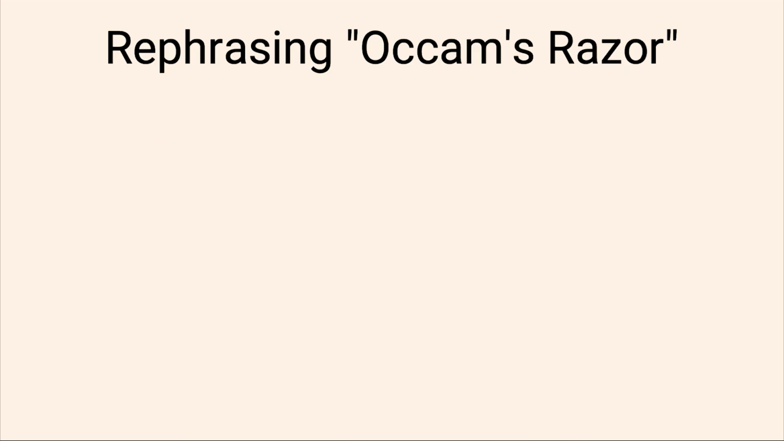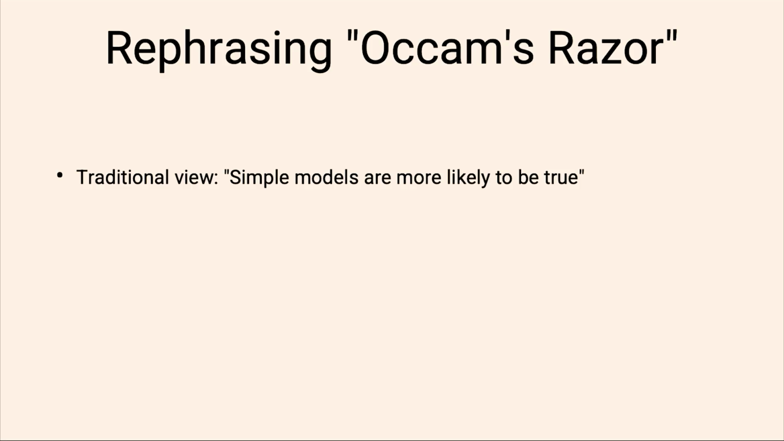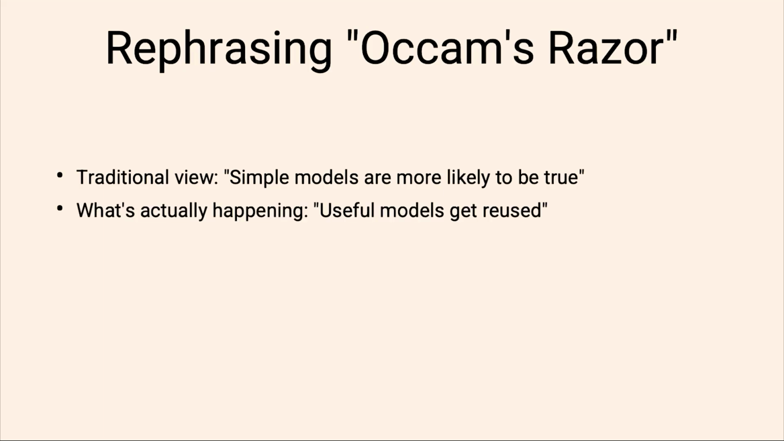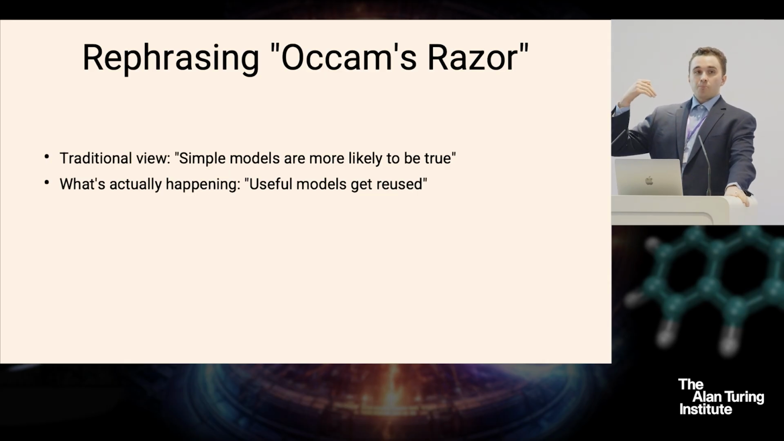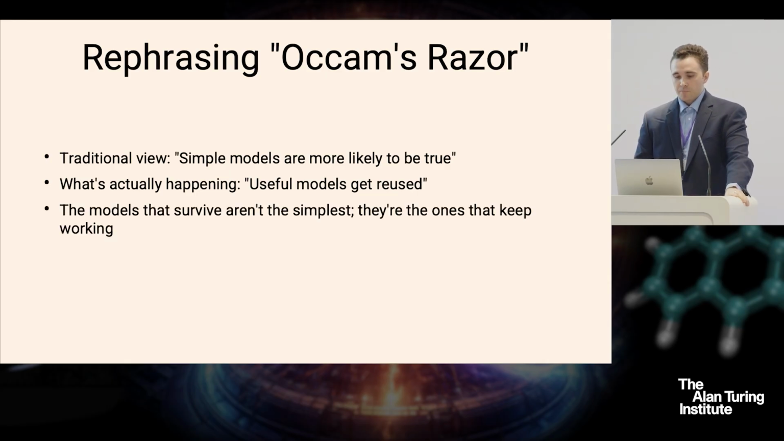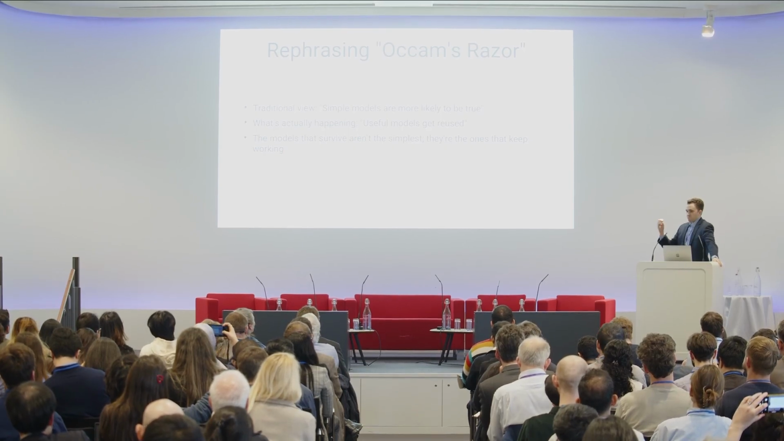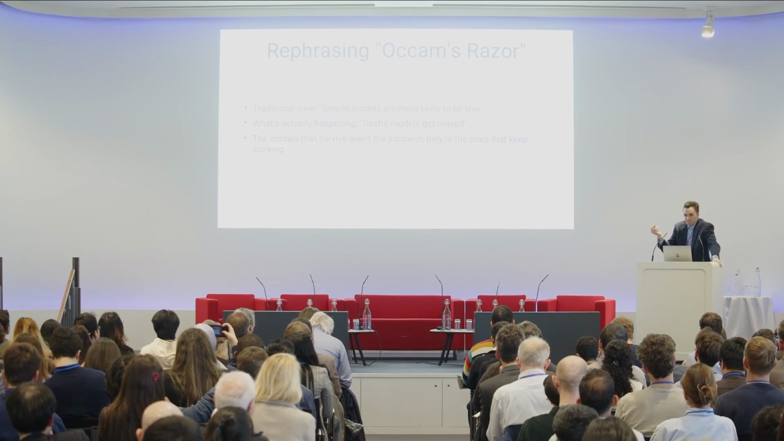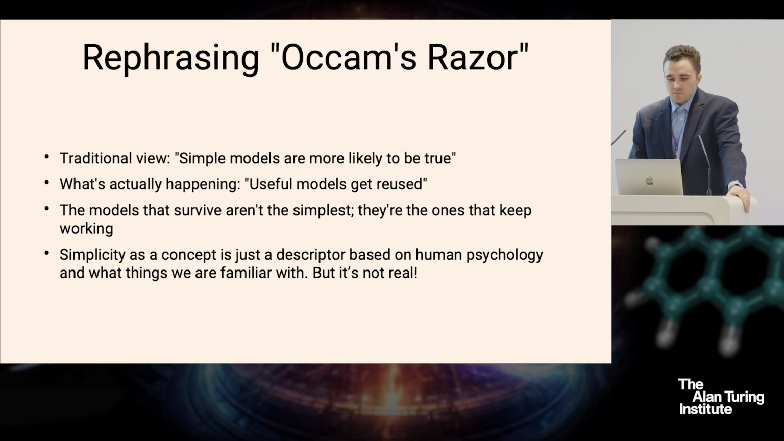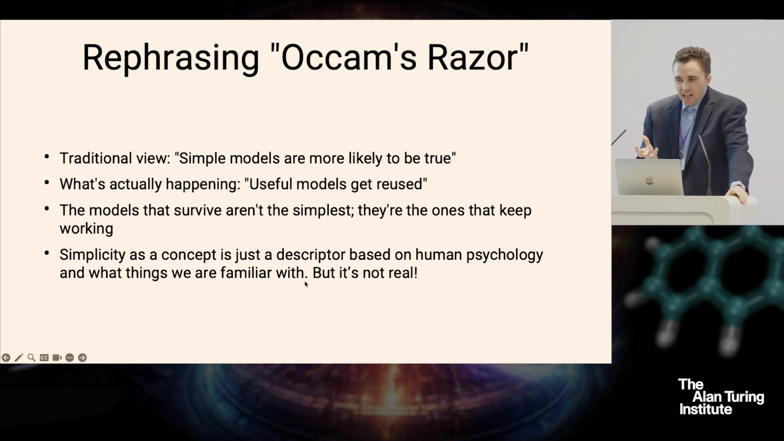So we can rephrase Occam's razor with this. The traditional view is this weird aesthetic quality that simple models are more likely to be true. But what's actually happening is that useful models are useful, right? You have some concept that's useful in many different things, and it's therefore probably useful in a new thing. So the models that survive, they're not this true simplicity of the universe. They're really the ones that keep working. So it's like simplicity, I don't even think it's a real thing in some sense.